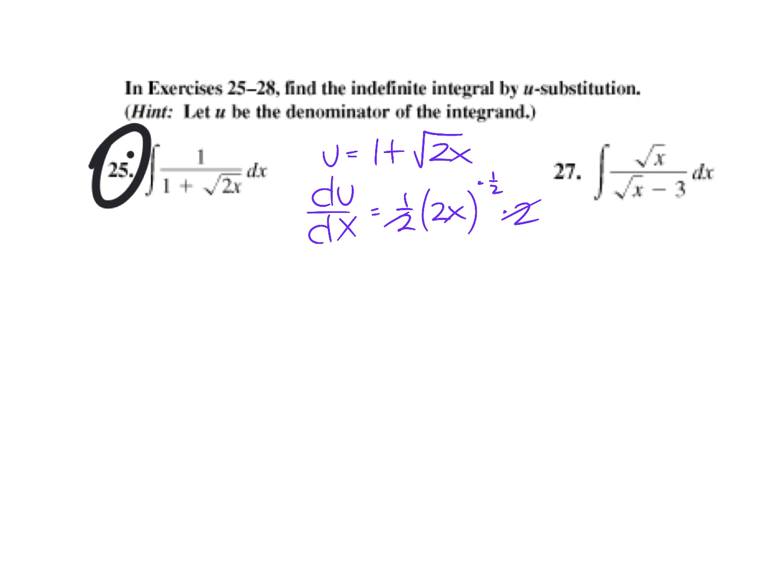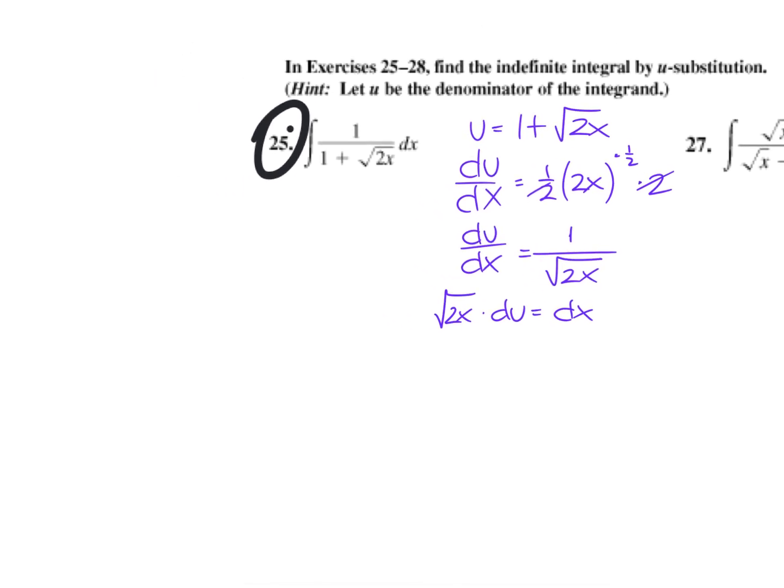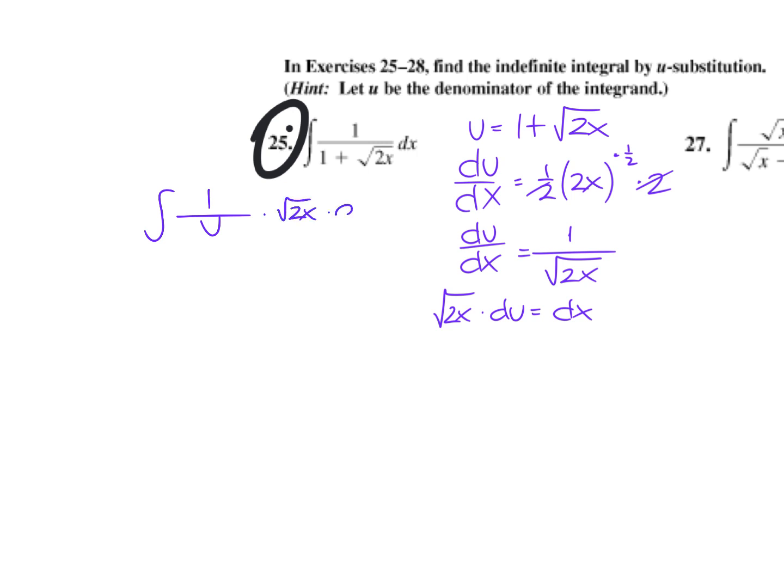And really, this negative 1/2 there makes that a fraction. So when I'm thinking about that, this makes my du dx 1 over root 2x. So when I'm solving for dx, I'm going to multiply that to the other side, but also multiply the root 2x to the other side. So I've got root 2x du is equal to dx. So then I'm going to go back over here to rewrite my integral. So this will be the integral of 1 over u. In place of my dx, I've got root 2x du.